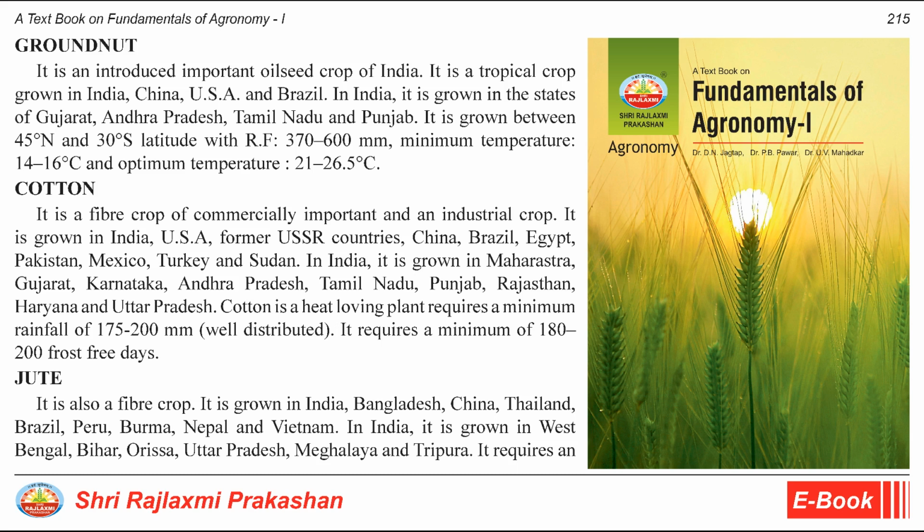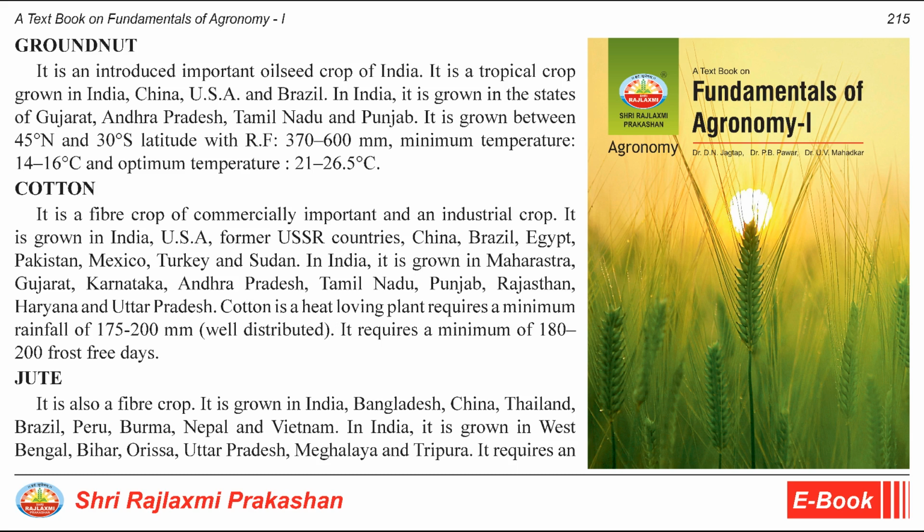Cotton. It is a commercially important fiber crop and an industrial crop. It is grown in India, USA, former USSR countries, China, Brazil, Egypt, Pakistan, Mexico, Turkey and Sudan. In India, it is grown in Maharashtra, Gujarat, Karnataka, Andhra Pradesh, Tamil Nadu, Punjab, Rajasthan, Haryana and Uttar Pradesh. Cotton is a heat-loving plant, requires a minimum rainfall of 175 to 200 millimeters, well distributed. It requires a minimum of 180 to 200 frost-free days.